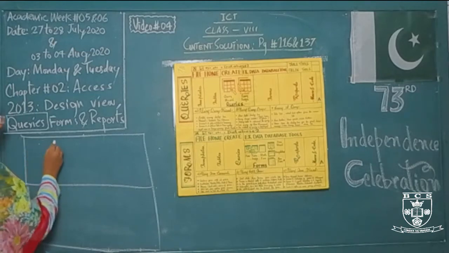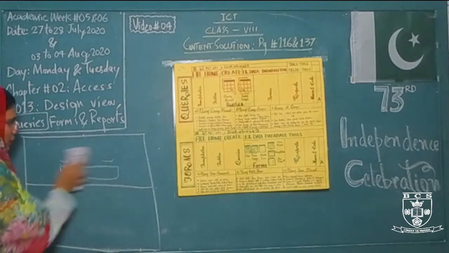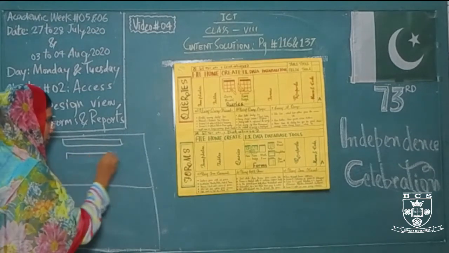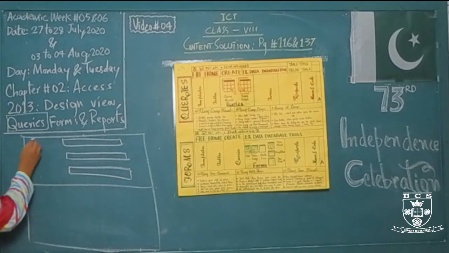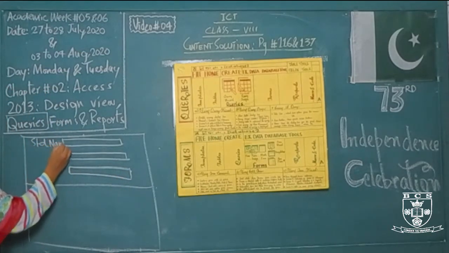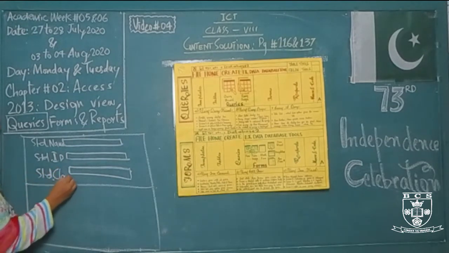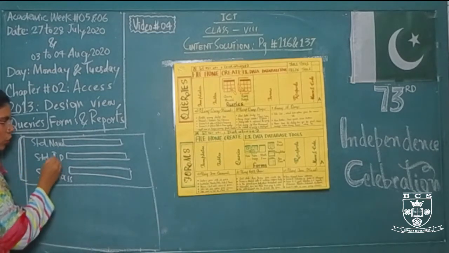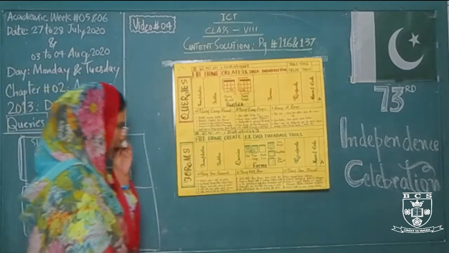Yes, here is your form. The top half represents your form with the different fields: student name, student's ID, student's class. So this is the top half of the screen, and it represents your form, and the bottom half, this section of your screen, represents your data in the data sheet view.